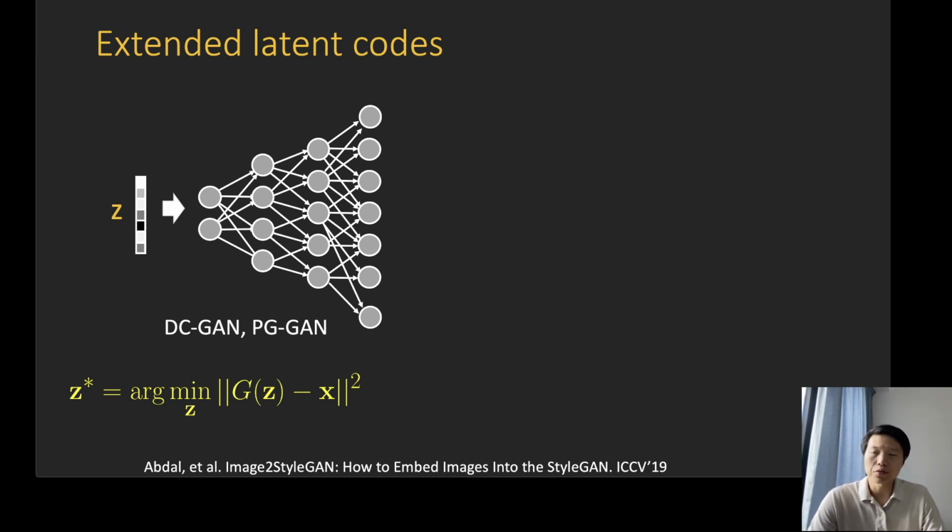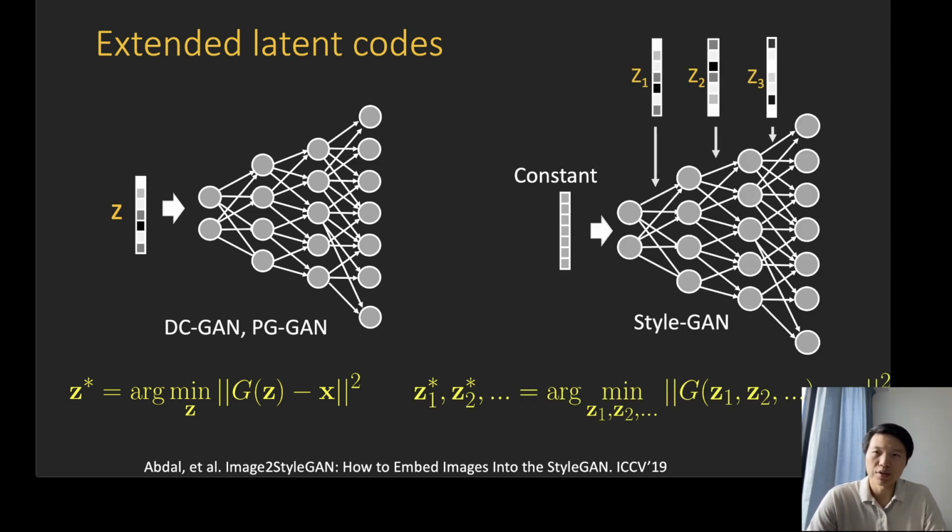As I introduced in previous slides, from DCGAN and PGGAN there is only one single code at the very beginning. But for StyleGAN, there are actually multiple latent codes at each layer. So that actually extends the dimension of the latent code. So right now for StyleGAN, there will be multiple latent codes at each layer. Then we can jointly optimize these latent codes to reconstruct this image.